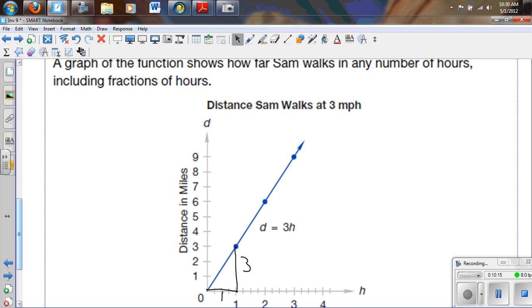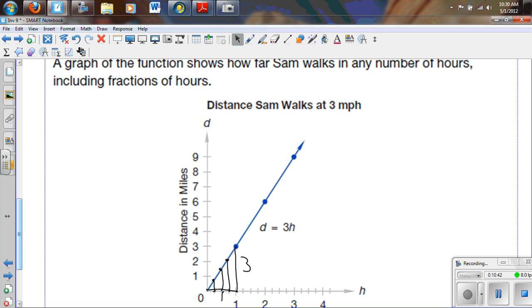Notice they didn't just go 1, 2, 3, and 4. They put in some other numbers here. They put in fractions, so these are fourths on the bottom here. So he could walk a quarter of an hour, and he goes some distance. And in half an hour, he goes some distance. And in 3/4 of an hour, he goes some distance.